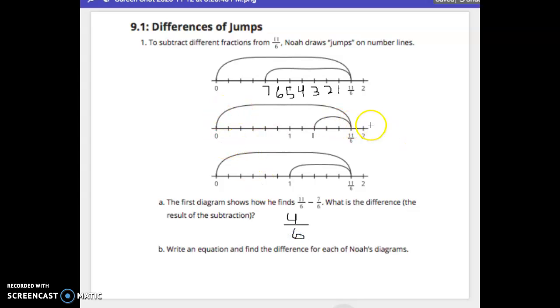Now they wanted you to write two equations for the two other number lines. So again, ignore the first line that's saying that they're at 11.6. So 11.6 minus, how many did they go back? 1, 2, 3. So 11.6 minus 3.6. Well, we have 1.6, 2.6, 3.6, 4.6, 5.6, 6.6, 7.6, 8.6.